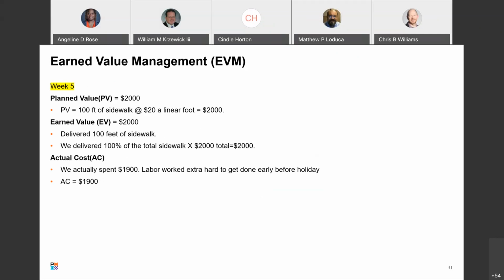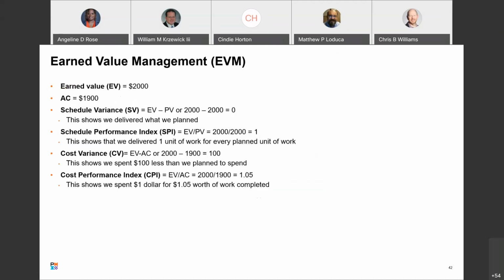We're doing great. Actual cost, look at this. We only spent $1,900. We were budgeted for $2,000, but we only spent $1,900. Again, labor was working hard on the previous week, and they just flowed right into the last week. They worked extra hard. We only spent $1,900. So what does that mean for us? Earned value is $2,000. Actual cost, $1,900.